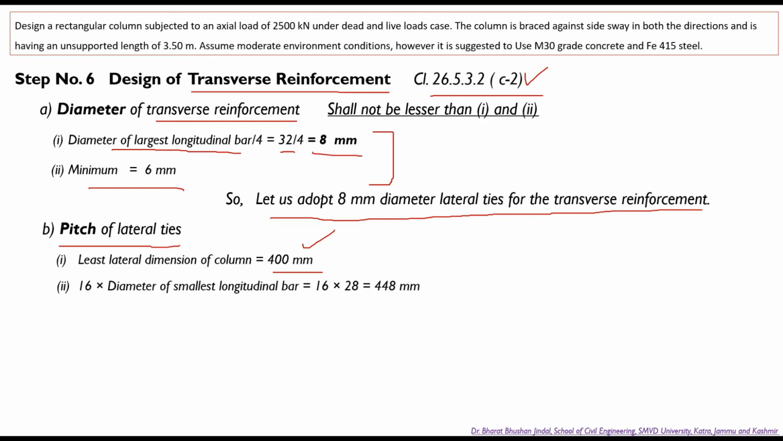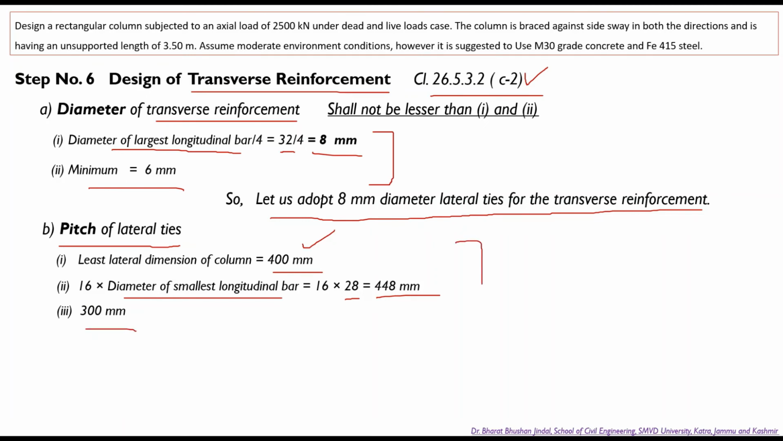And another condition is 16 times the diameter of the smallest longitudinal bar. So the smallest longitudinal bar is 28. We have decided 28 as well as 32, so both diameter bars we have selected. The least one is 28, so it comes out to be 448 millimeter. And the third condition is the 300 millimeter.